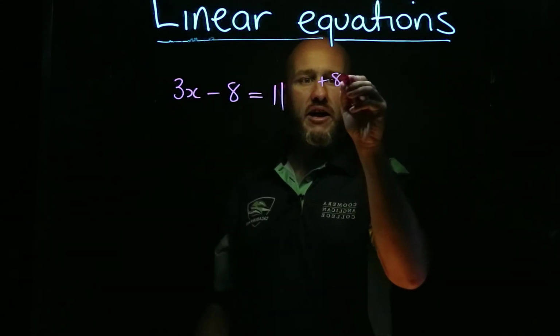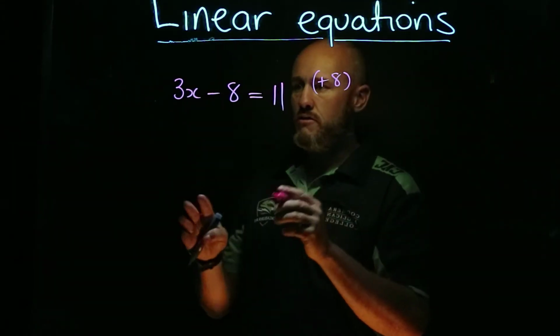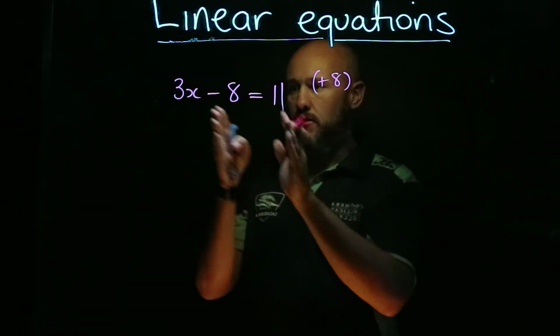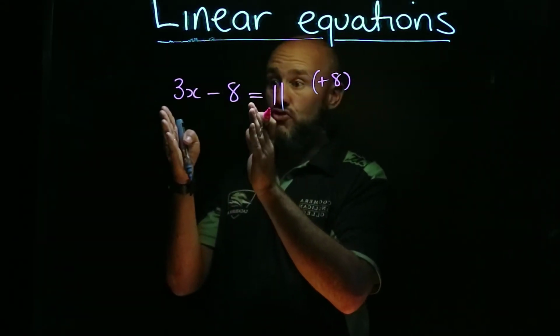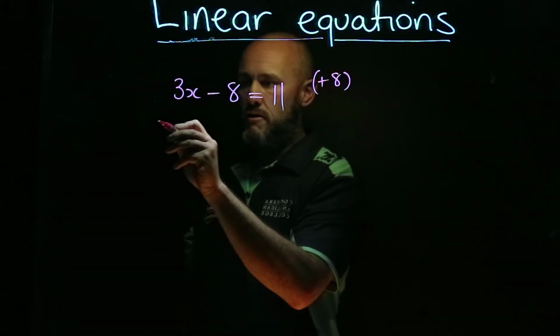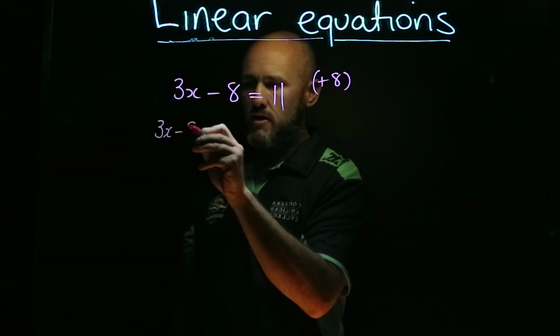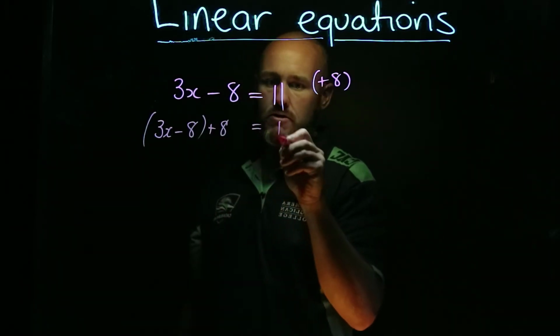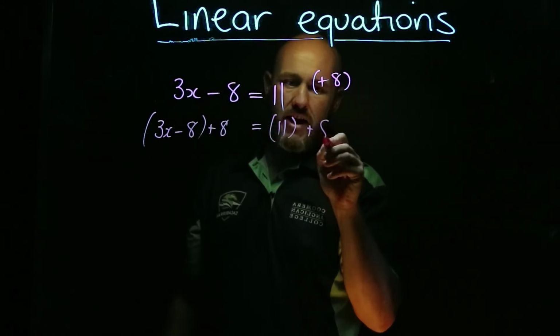Of course, I add 8 to both sides of my equation. And over here, when you're adding a term, you only have to add it once to each side. This is the same for subtraction, of course. So I add to both sides. 3x minus 8, and I'll do the working out here, 3x minus 8 plus 8. So this is what I had, and I'm adding 8 to it. 11 is what I had, and I'm adding 8 to it.